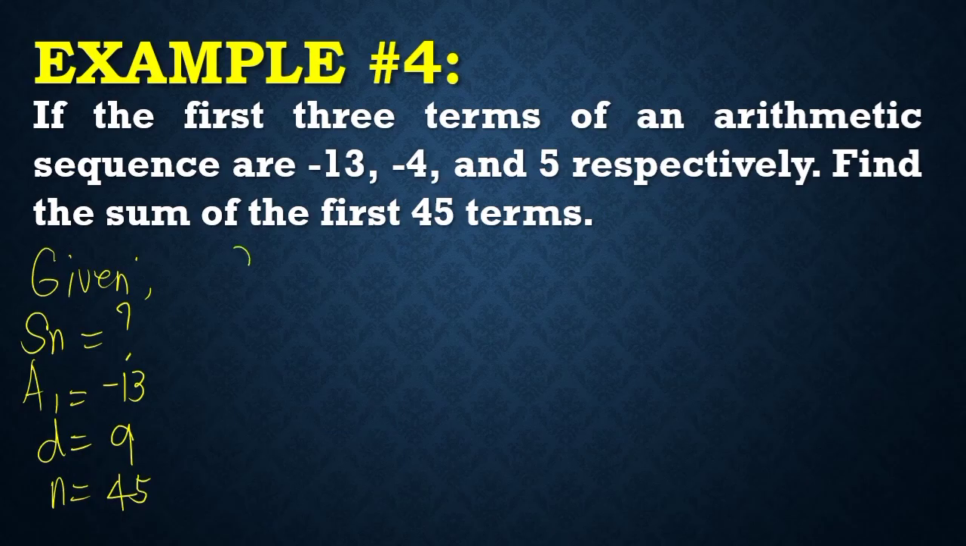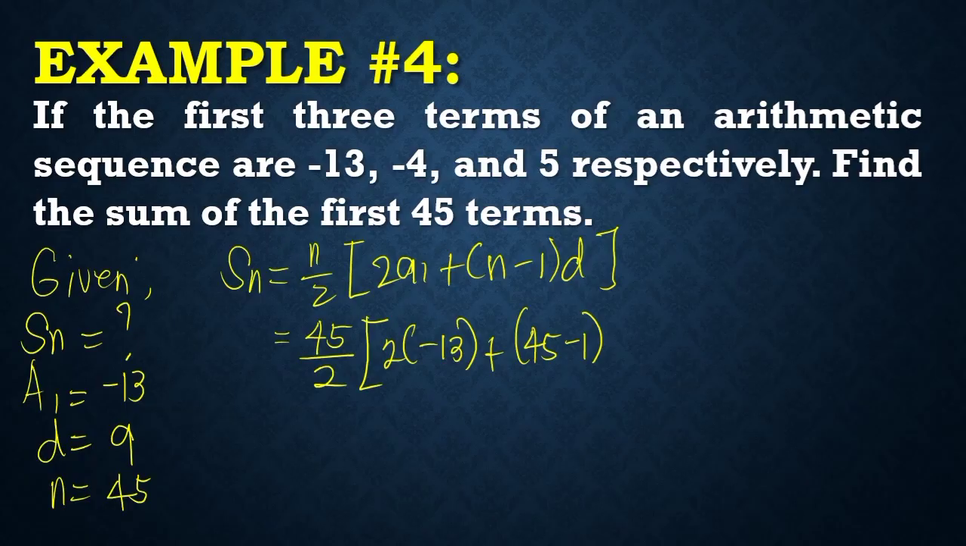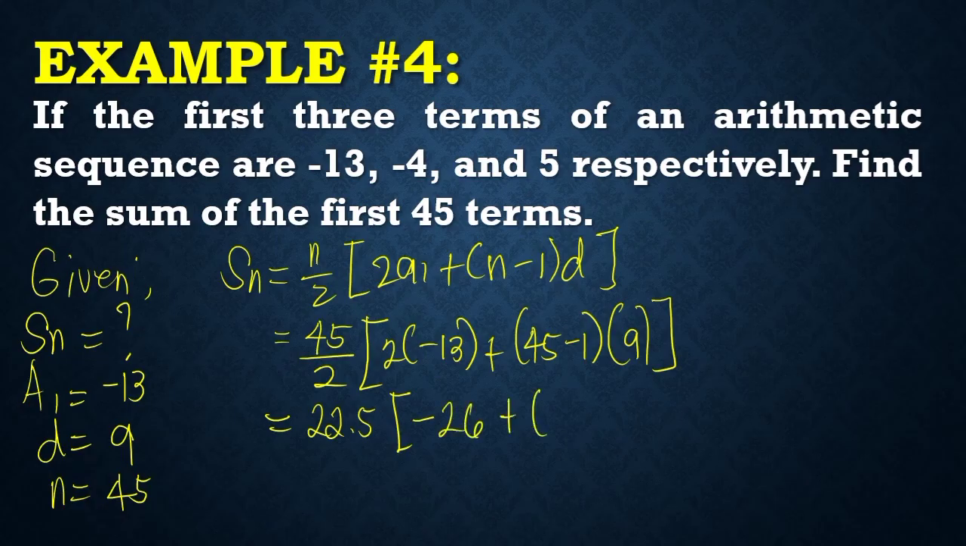Now, applying the formula, dito sa formula ng sum ng arithmetic sequence, meron tayo ditong 2a sub 1. Hindi natin ginagamit dito yung a sub 1. So, what is n? 45 divided by 2. And then, 2 times a sub 1. So, 2 times negative 13 plus n, which is 45 minus 1, times the common difference, 9. Next, 45 divided by 2, that is 22.5. Okay, and then 2 times negative 13, that is negative 26, plus 45 minus 1, 44, times 9.